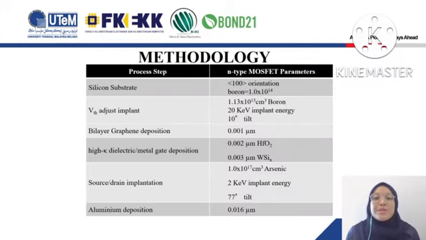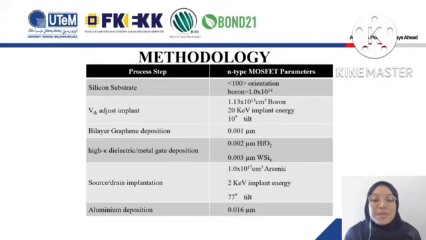The table shows the summarization of the process recipe for NMOS. First step, deposit the silicon with implant 1.0 times 10 to the power of 14 boron. Next, we implant the VTH adjust with 1.103 times 10 to the power of 13 boron and 20 kilo energy and 10 degrees of tilt angle.